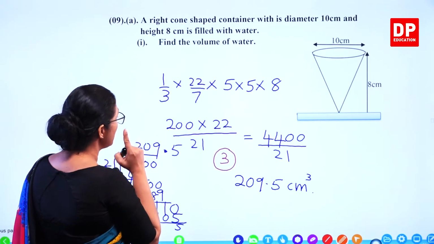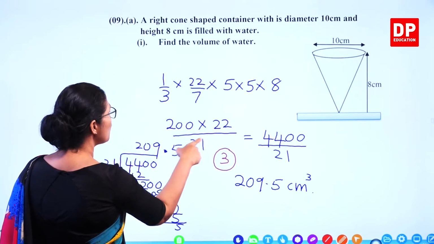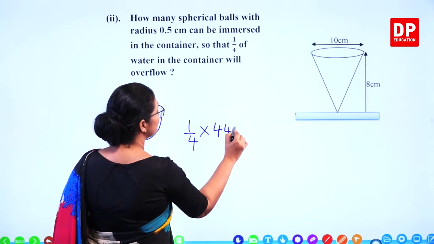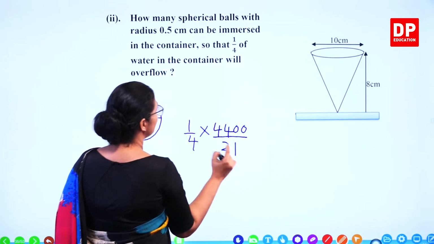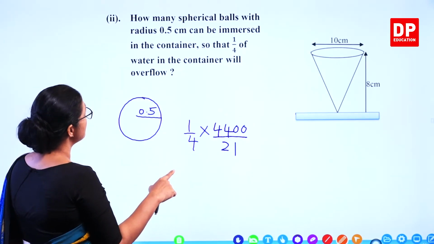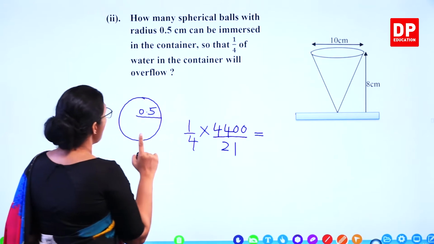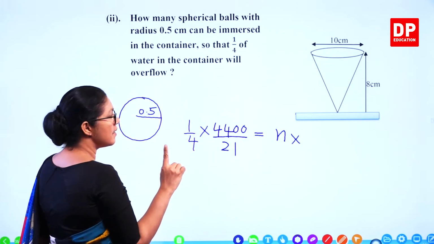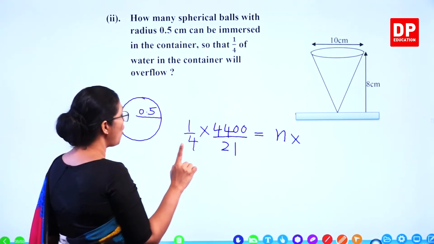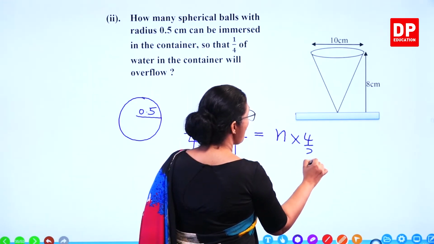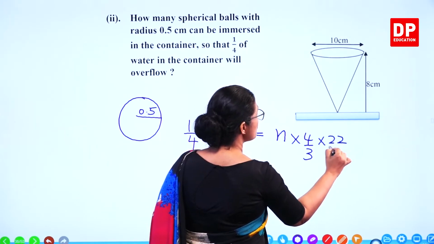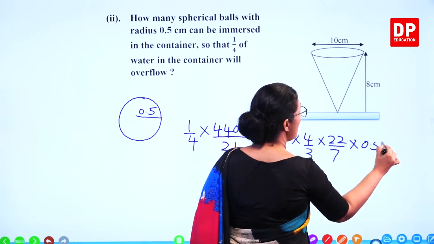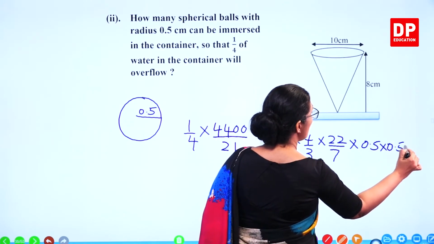So that means we can take 4,400/21. One-fourth of the water is equal to how many spherical balls? We'll put N, and what's the volume of one spherical ball? 4/3 pi, 22/7 r cube. 0.5, 0.5, 0.5.